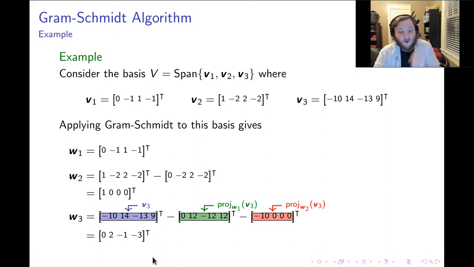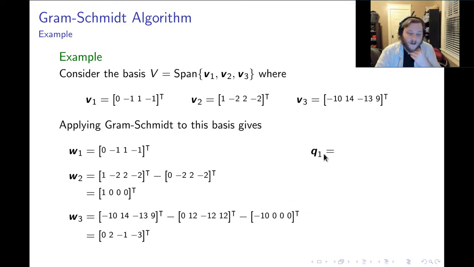But there's one more thing to do. We want our orthonormal basis, which means we need to normalize all of these W's. So our first vector in our orthonormal basis will be Q1, which is the normalization of W1. So what we need to do is we take our vector W1 and then we divide by its length. Here we can see quickly that the length is root 3. So Q1 will be 1 over root 3 multiplied by W1, 0, negative 1, 1, negative 1.